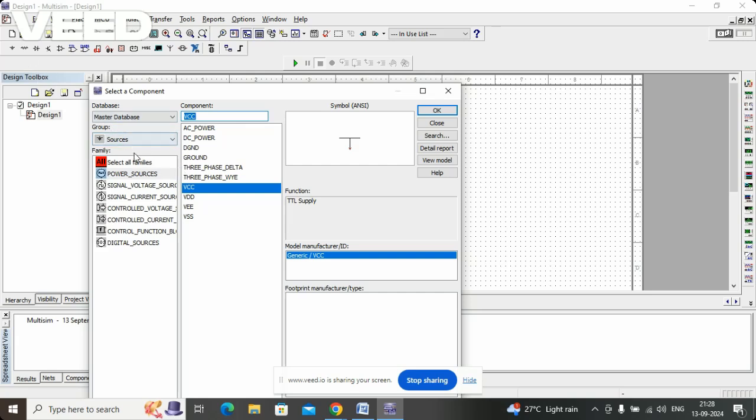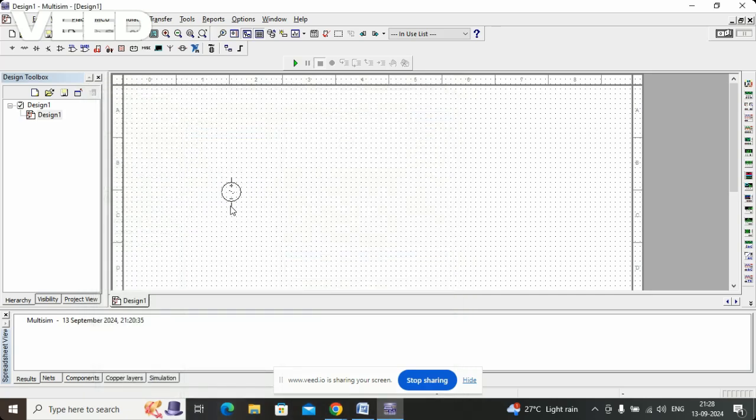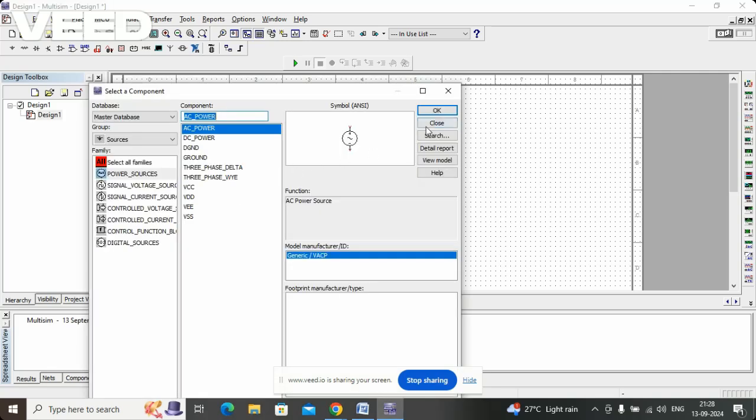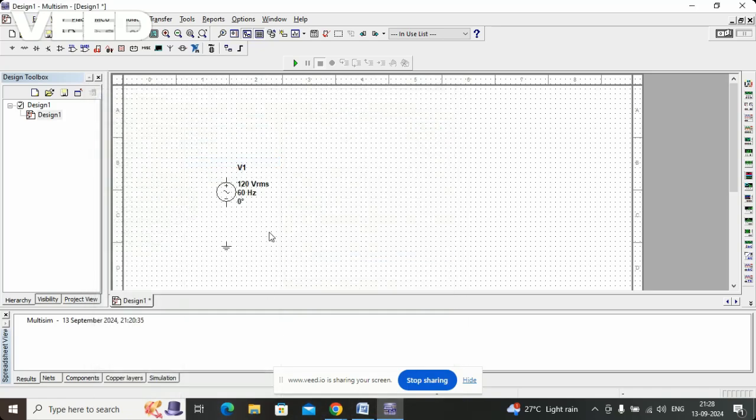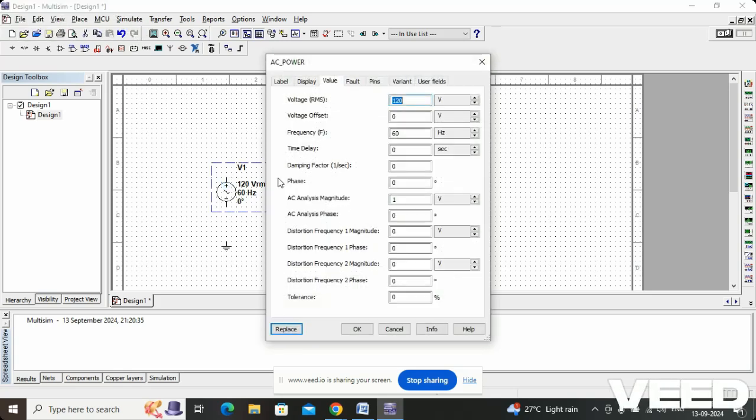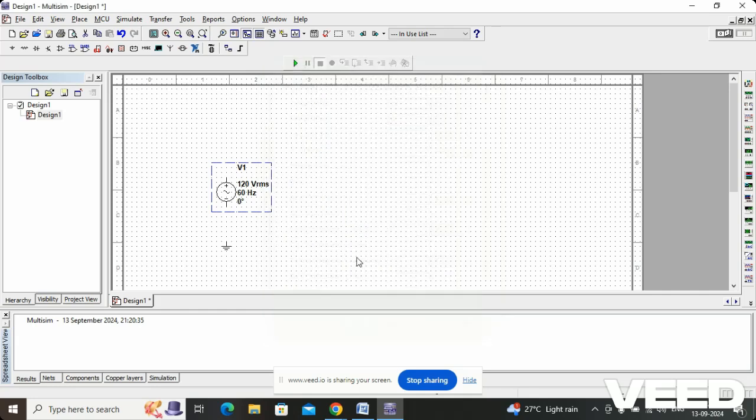So click over here, the power sources. So it will be AC power. The AC power I will put over here and obviously I will put a ground over here, and then I will double click on this AC power. The voltage is 24 volt RMS. The 50 hertz is the frequency. I connect it around here.